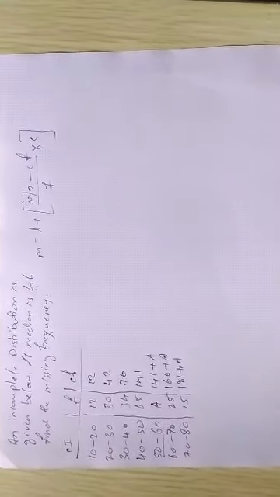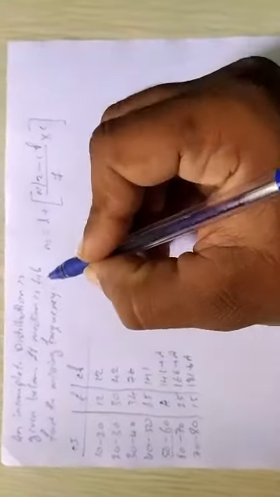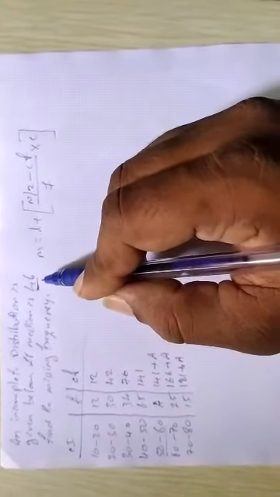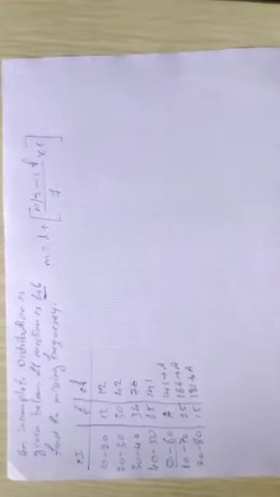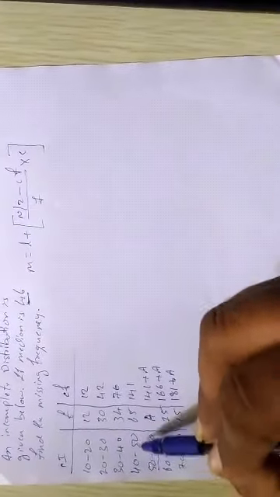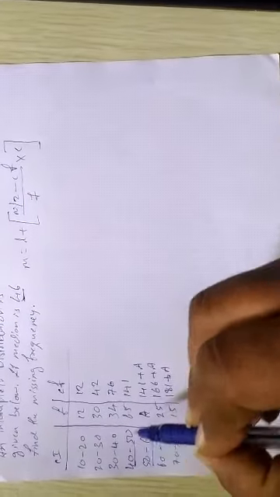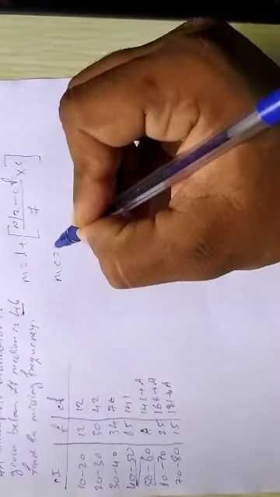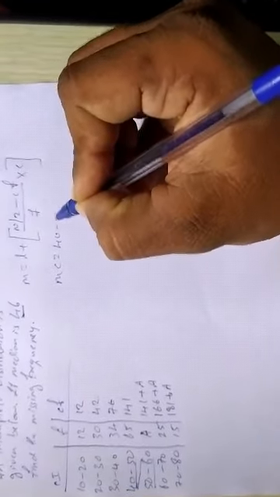We don't know the N value here, but how do we find the median class? When the median is given, find in which class the median comes, and that itself is the median class. So 46 comes in between 40 to 50. So the median class is 40 to 50.